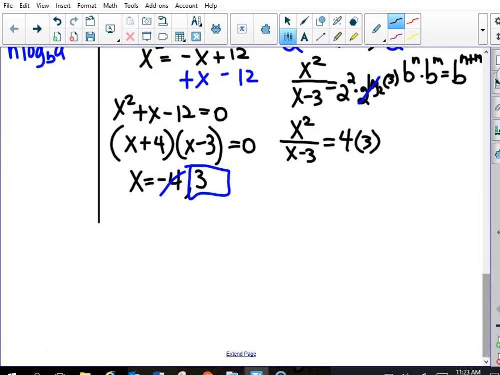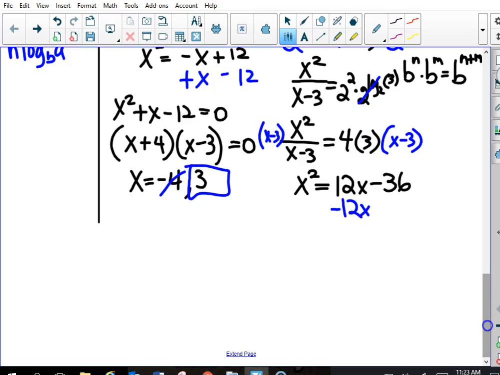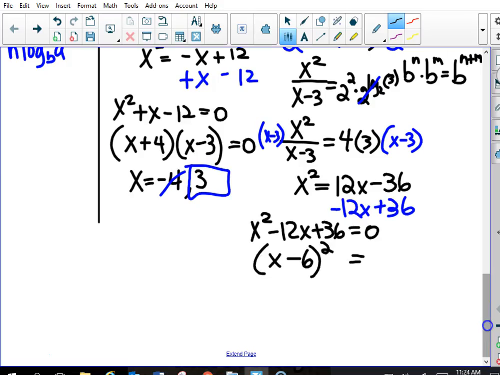So I'm going to multiply both sides by the denominator, x minus 3. And I get x squared equals 12 times x, which is 12x, and 12 times negative 3, which is negative 36. Again, I'm going to get both those terms on the other side and factor it for my solutions. And this factors to x minus 6 times x minus 6. So I just get one solution out of this, x equals 6.